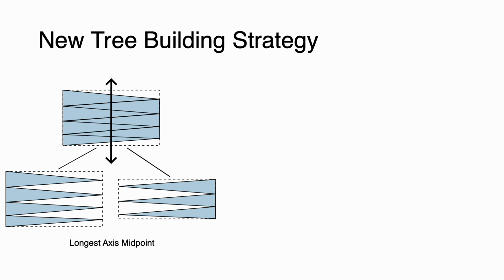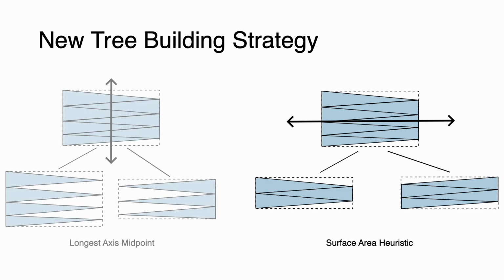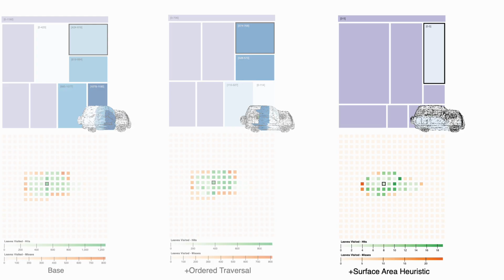We will use a tree builder based on the surface area heuristic to pick a better plane at each internal node that will avoid such behavior. For more details, see the original surface area heuristic paper by McDonald and Booth, and our paper for details on our specific implementation. With a surface area heuristic-based tree builder, the visualization changes yet again.